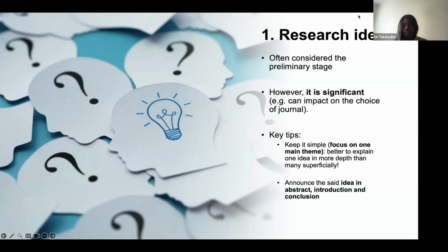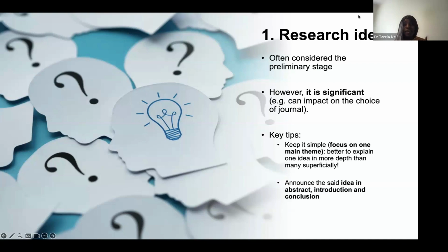So thinking about that would be something that would be crucial at that stage. So one thing I would say is about keeping it simple. I know a lot of the time, sometimes you might want to put in a lot of, okay, I've got this idea, I've got that idea, all into one paper.